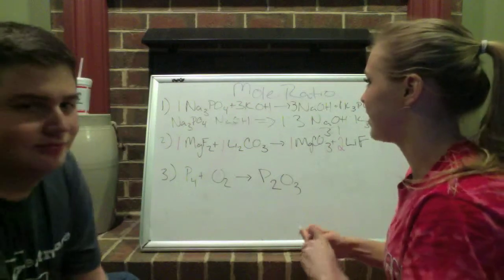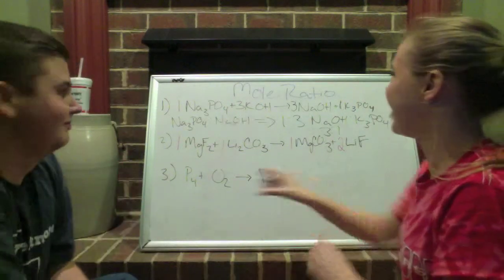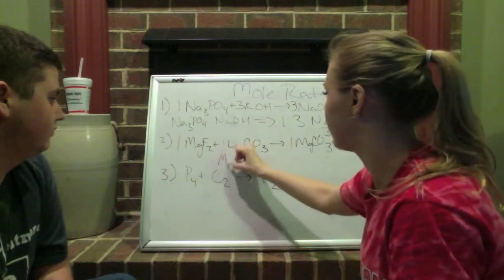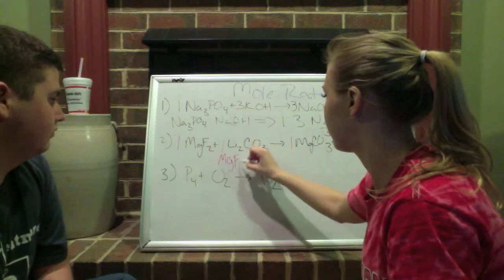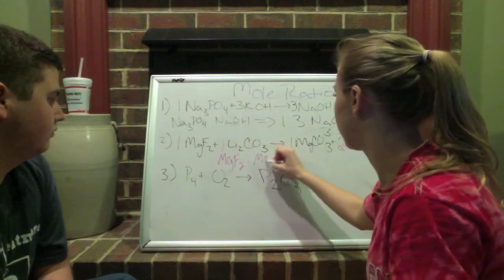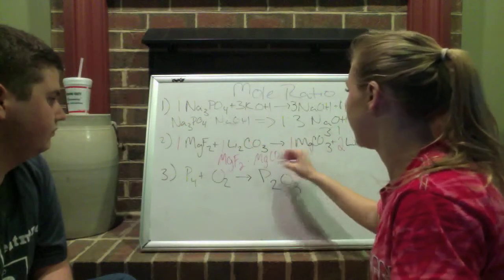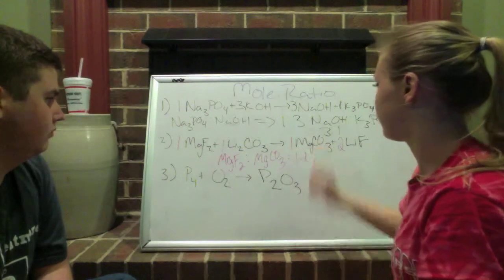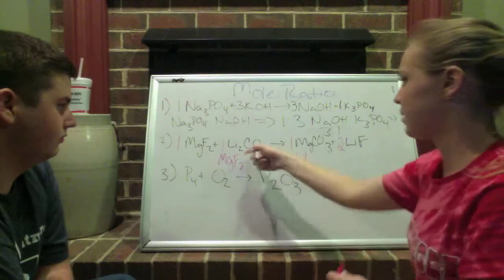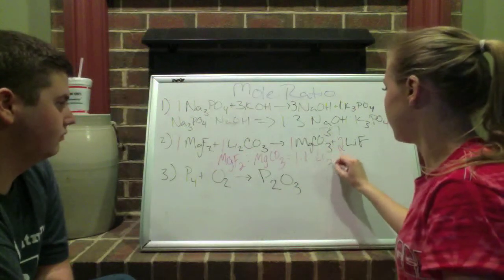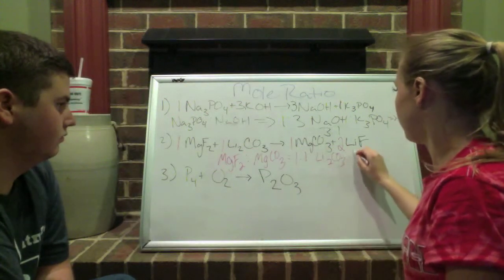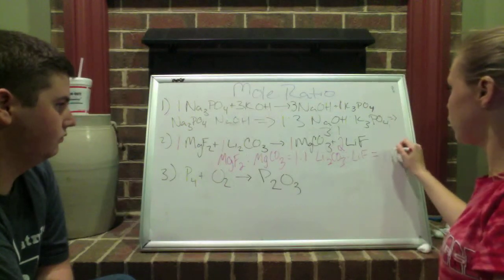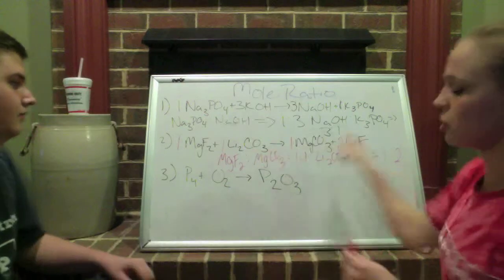And just like he said up here, if you were comparing magnesium fluoride and magnesium carbonate, it would be a 1-to-1 ratio. Okay. And same thing for lithium carbonate to lithium fluoride. That would be a 1-to-2 ratio because of your coefficients.